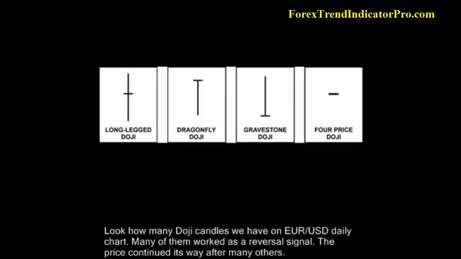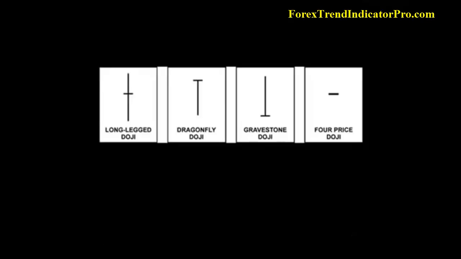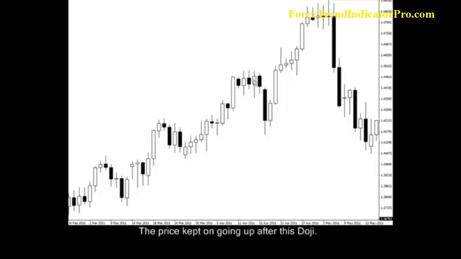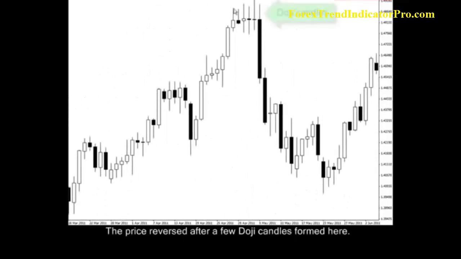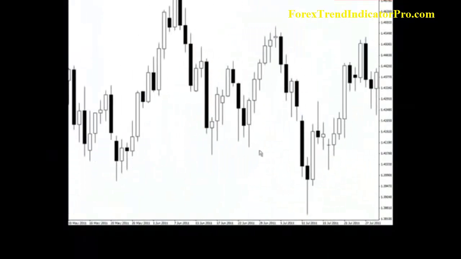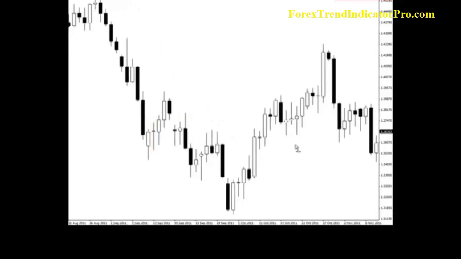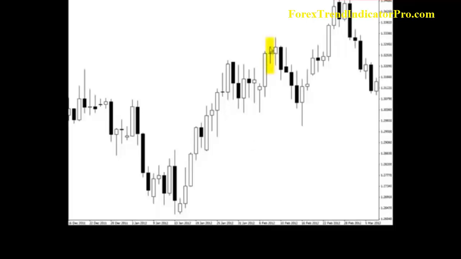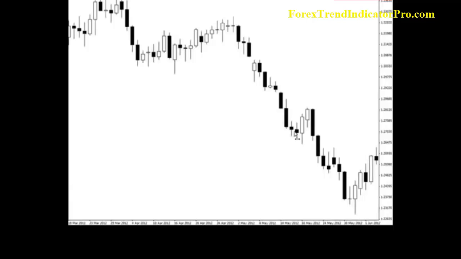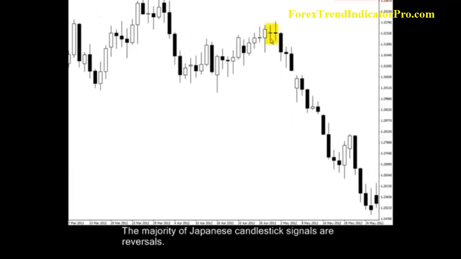Look how many doji candles we have on the Euro-USD daily chart. Many of them worked as a reversal signal. The price continued its way after many others. The price kept on going up after this doji. The price reversed after a few doji candles formed here. The majority of Japanese candlestick signals are reversals.